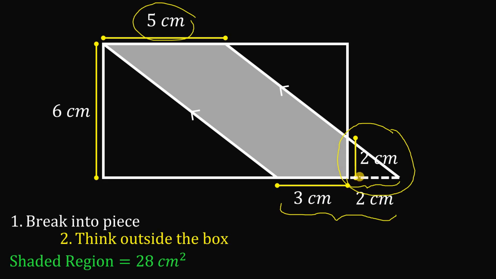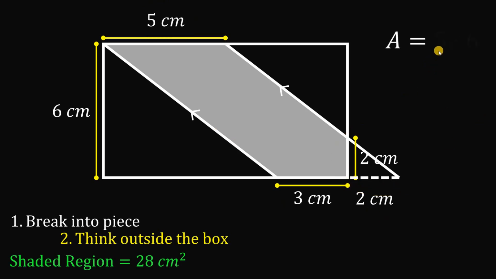Alright, so this is now complete. Now, what is the area of this big parallelogram? This is equal to base times height, and this is simply equal to 5 times 6. The height is 6 centimeters and the base is 5 centimeters. So 5 times 6 must be equal to 30 square centimeters. So that is the total area of this big parallelogram.